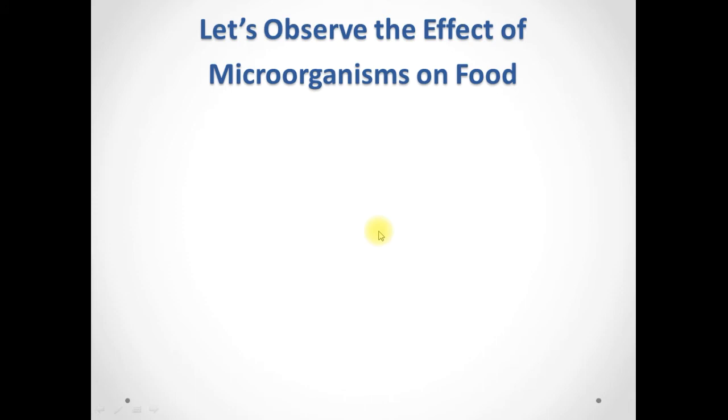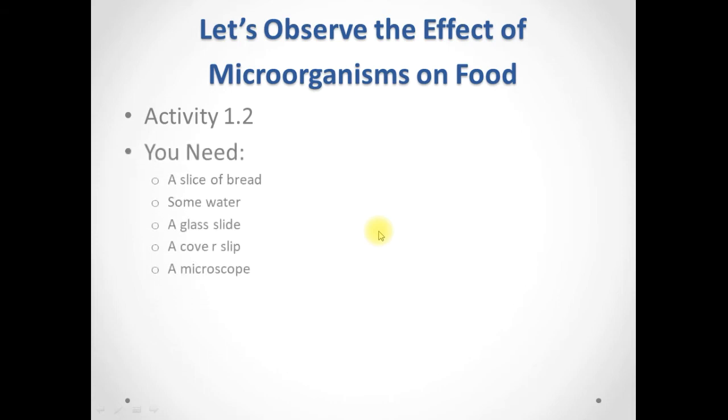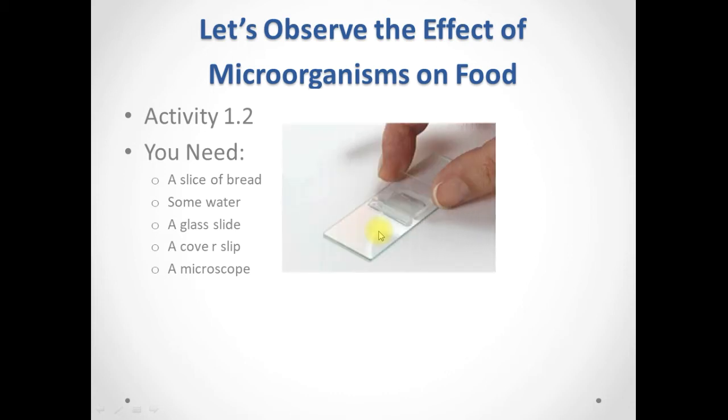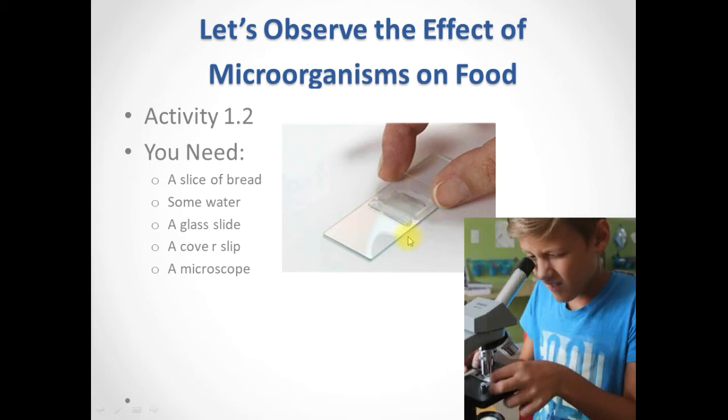To further understand the effect of microorganisms on food, let's do activity 1.2. For this, you need a slice of bread, some water, a glass slide, a cover slip, and a microscope. First of all, you have to spray some water on the slice of bread and keep it for 3 days. Then take some of the grown substance on the slice of bread and place it on the glass slide. After putting a drop of water, cover it with a cover slip and observe through the microscope.